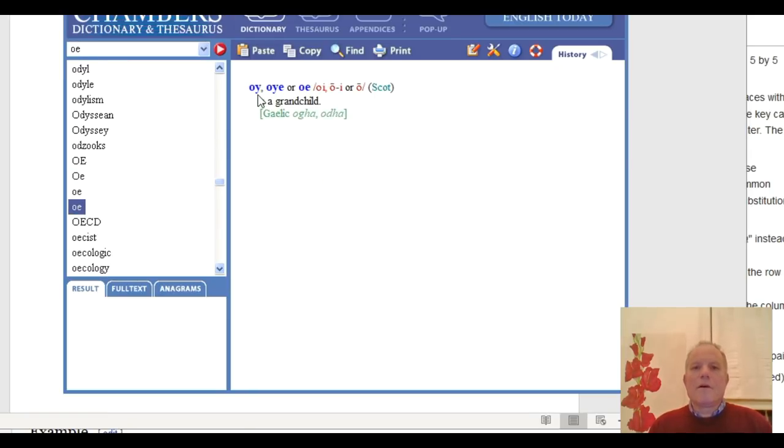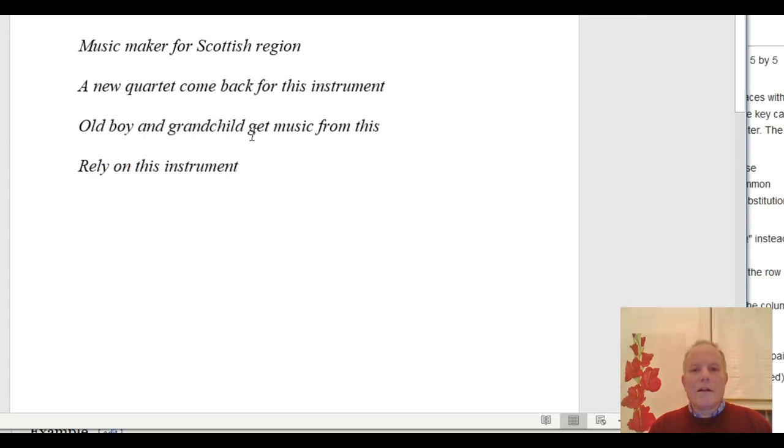This bizarre word, very useful for Scrabble players, oi, oi, or oi, and it's pronounced oi or o or oi, is Gaelic Scottish for a grandchild. So you've got OB and OE, so that answer is clearly oboe. Get music from this is the definition.